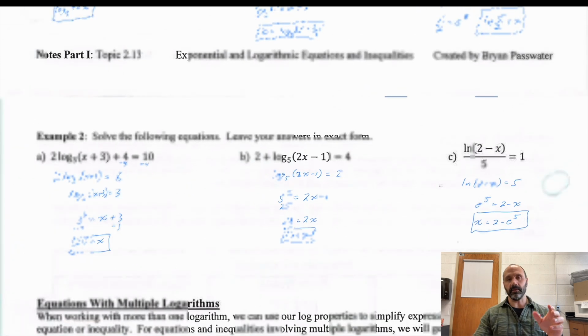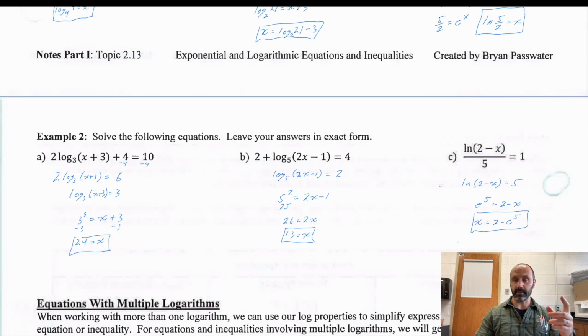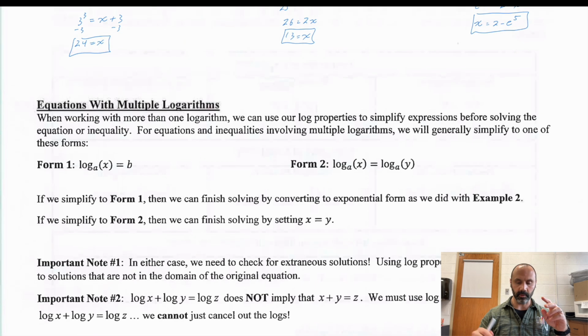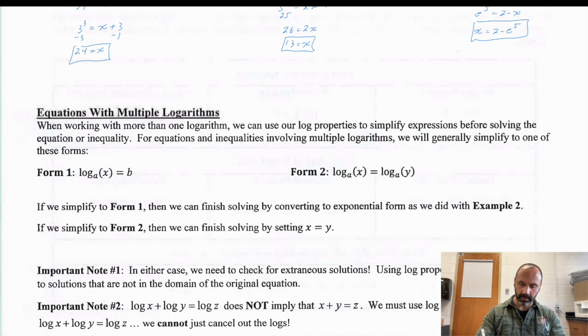Okay, now that's if I only have one exponential or one logarithmic expression. If I have two, then there are a couple of options here. So looking at our different forms, if we have form one, looking at what we've got written here, if it's this kind of a form, then that's doing what we've already done. But if there are two logarithms, we end up with this kind of thing. As long as they have the same base, what we can then do is say that x equals y and solve it that way.